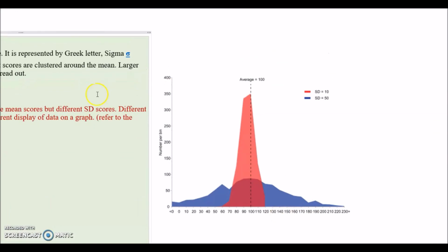Okay, so if you look here, two sets of data could have the same mean. So for example, let's assume we have two sets of data, the red one and the blue one. The red one and the blue one can have the same mean, meaning the middle point is 100. So these two can have the same mean, but the standard deviation may show something else. For example, I can have the same average, but the standard deviation, one is 10, one is 50.